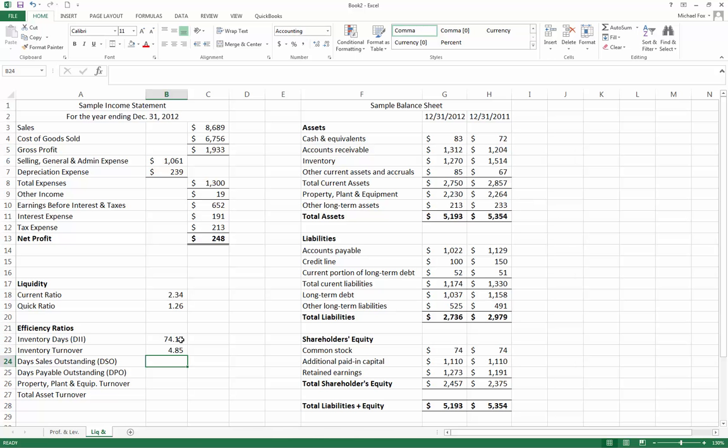Days sales outstanding. So this is our ending accounts receivable. That's what's listed as our accounts receivable right here, 1312.